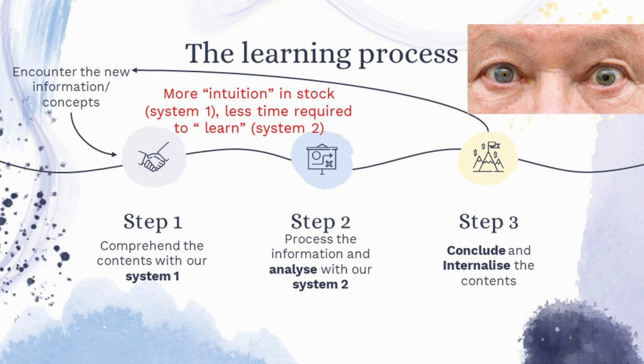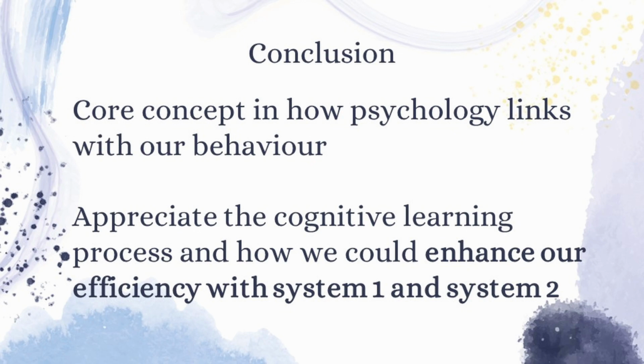So I hope you are still with me. There are two take-home messages from this video for this book, Thinking Fast and Slow. The first one is the core concept of psychology, in particular how our brain links with our behavior. The second one is that I want you to appreciate the cognitive learning process and how we could make use of system 1 and 2 to enhance our learning efficiency.